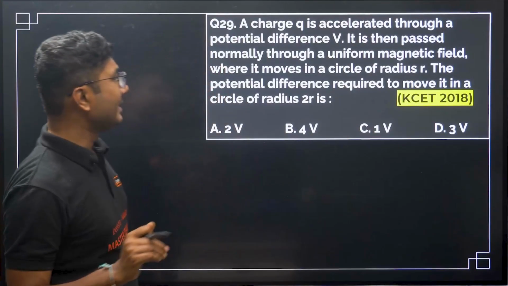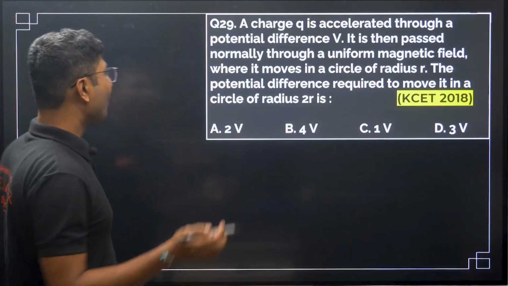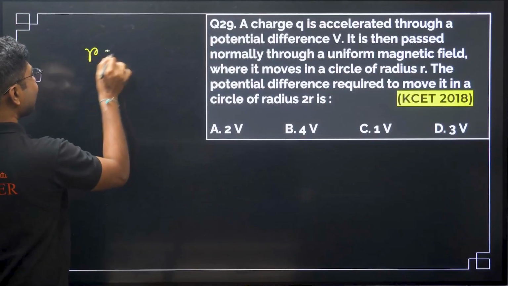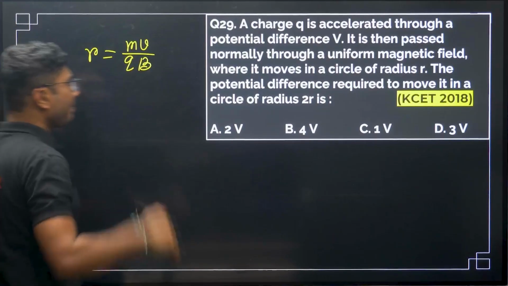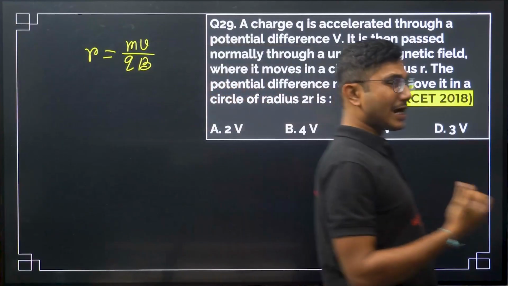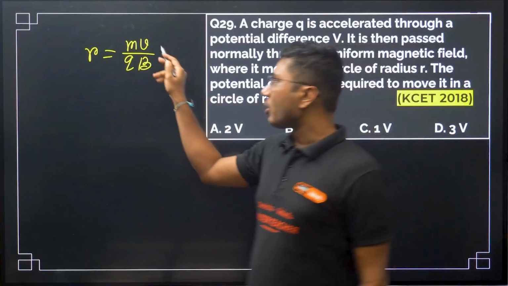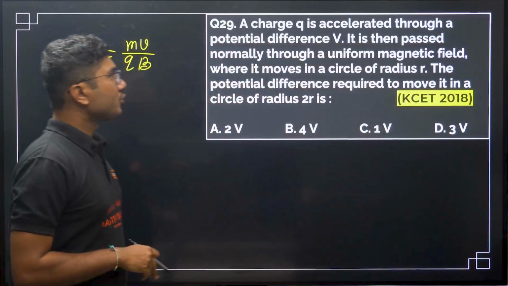First, it is passed through a magnetic field. What is the radius? Radius is mv by qB. Now charge remains same, magnetic field remains same, charge remains same, means mass is same. So the only thing which is changing is v.